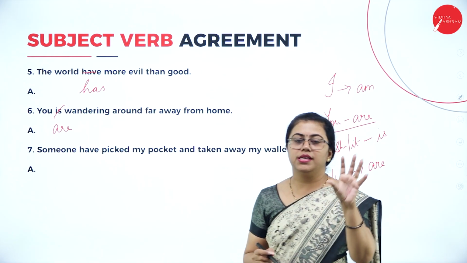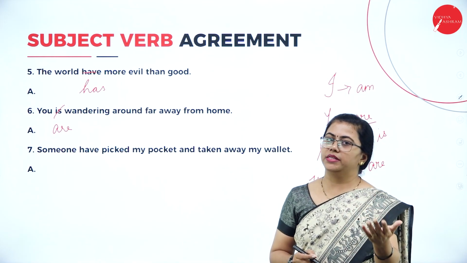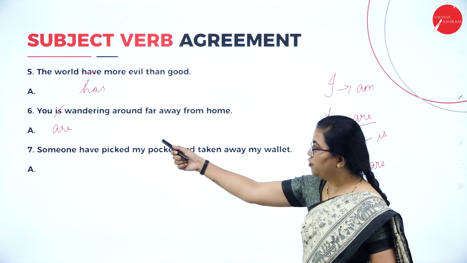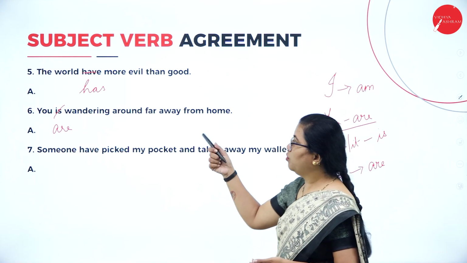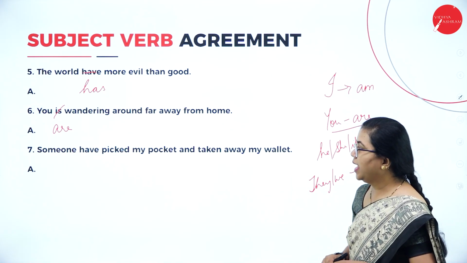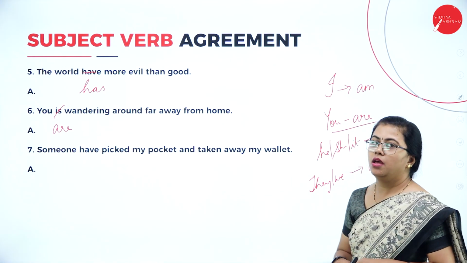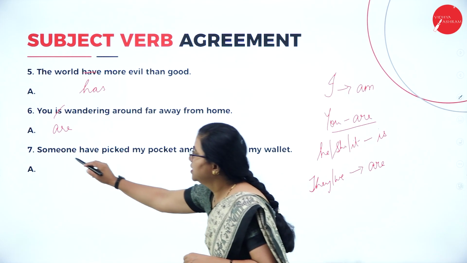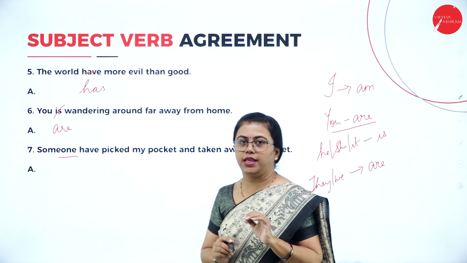Even though "you" is younger to you or maybe singular, for both of them you have to use "are" only. Okay, you are wandering around far away from home. So next, someone have picked my pocket and taken my wallet. So here, let me tell you, "someone" is always singular.